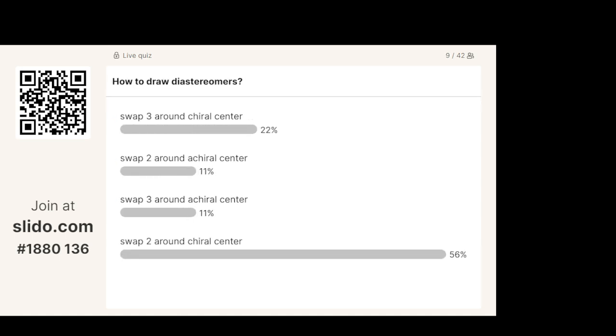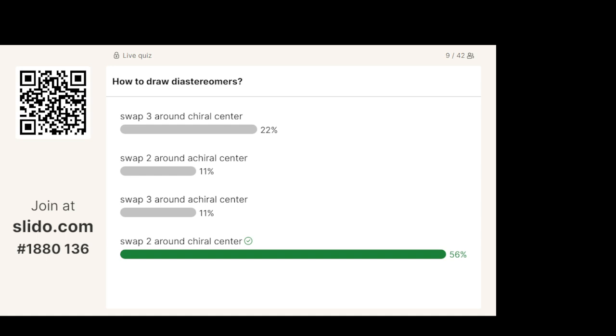Okay. So you're going to want to take a chiral center, and you're going to want to swap 2. Why do you want to swap 2 around a chiral center? What does that do to the chirality? It goes from being an R to an S, doesn't it? Or an S to an R. Okay? And automatically that has to fill the diastereomer, right?